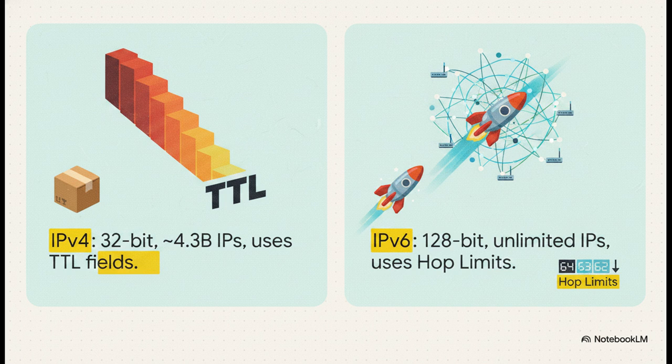IPv4 uses a time-to-live field, while IPv6 swaps that out for something called hop limits. When a packet passes through a router and that limit hits 0, it just drops. It is a brilliantly simple safeguard to prevent packets from just endlessly looping through the network forever.